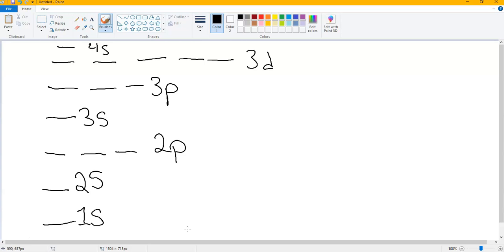So you just have to keep practicing until the pattern clicks in your mind, okay? Now, one of the things that we use to help us find these p orbitals, d orbitals, s orbitals, and know the pattern is our periodic table.